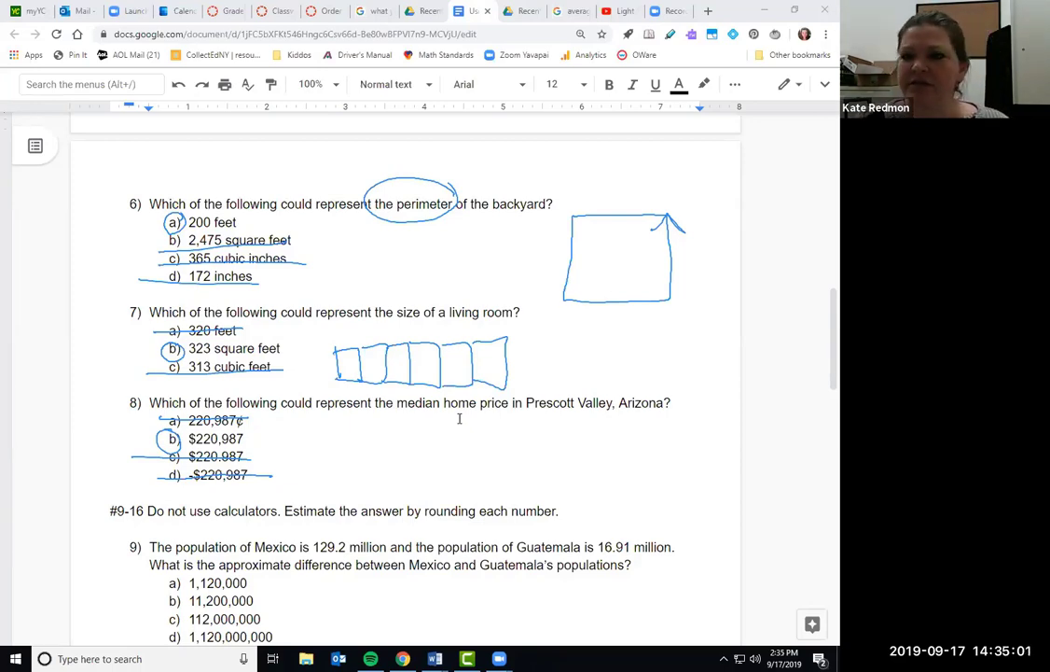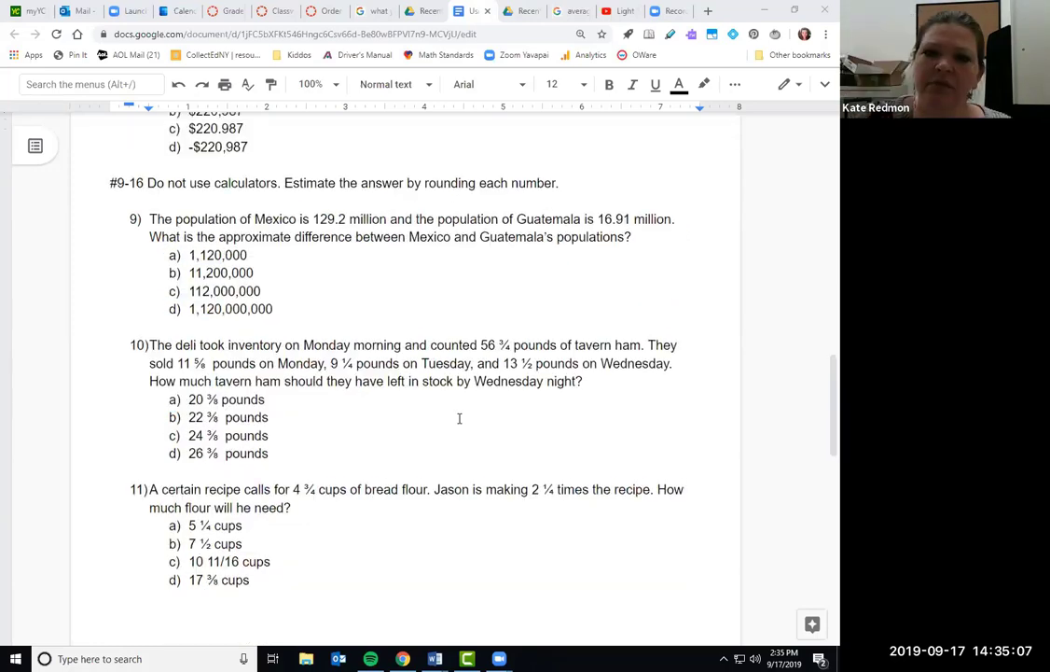Let's move on now to some estimation skills, okay? And let's go ahead and look at 9 through 11. So numbers 9 through 16, I'm going to do what I never do for you guys. I say do not use calculators. Now, I know I've said to you a million times, if we are doing the math test, you are going to have a calculator. And that's true. If you're doing word problems on the math test, you do have a calculator. There's only 5 problems on the math test where you don't have a calculator, and it's not this style, okay?